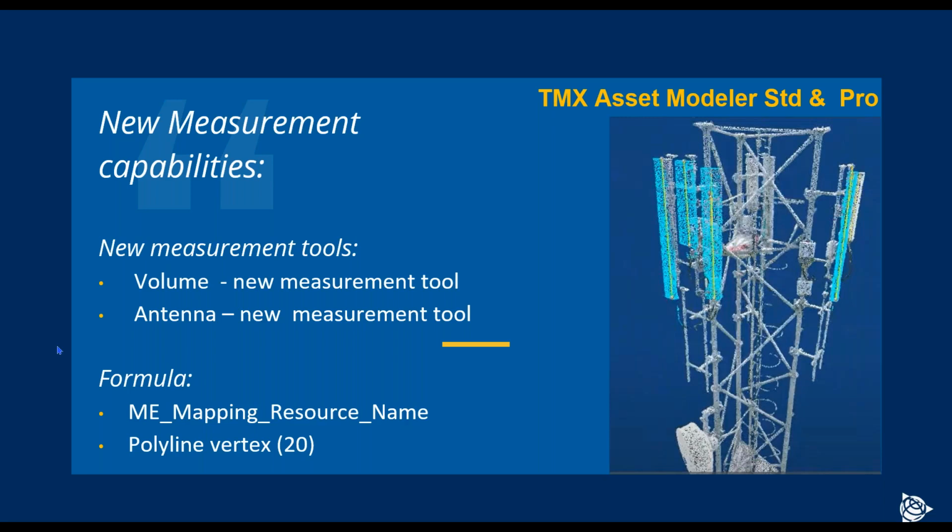More capabilities on formulas and attributing of the features. So now the mapping resource name can be saved as an attribute for extracted features, which gives you an understanding of what resource has been used to extract a certain feature. And also for linear features, for the polylines, now we have an option to save up to 20 vertices as an attribute. That means that if you have some important points on your linear feature, like curves or any intersection, you can save the coordinates X, Y, Z of this vertex you are picking out of the point cloud. The next one, please.